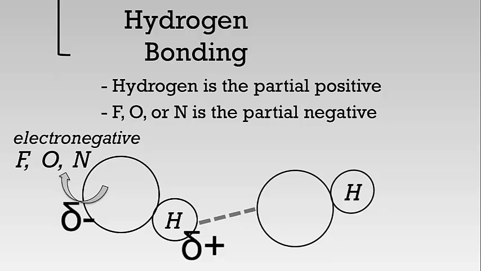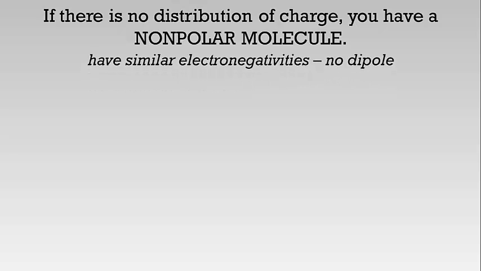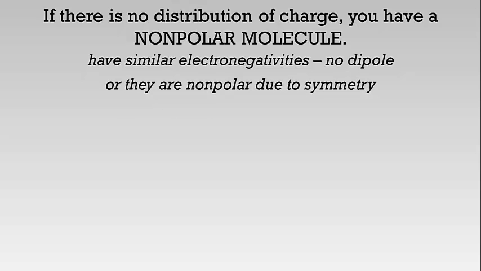Now at the other end of the attraction scale, at the low end, we have nonpolar molecules. If you have no distribution of charge, then you're going to have a nonpolar molecule. So this can occur for a couple of reasons. First, it could occur because all of the atoms within the molecule have similar electronegativity values, or they may be nonpolar due to the symmetry of the atom.